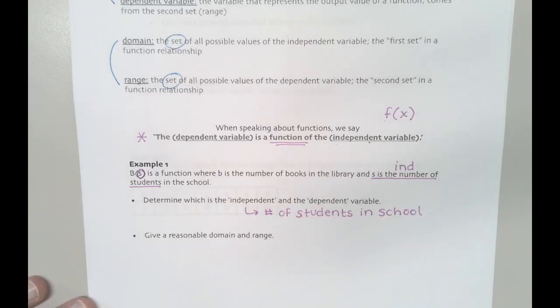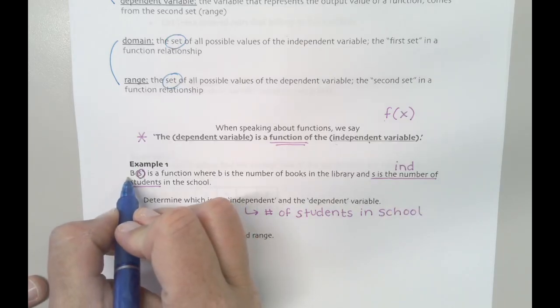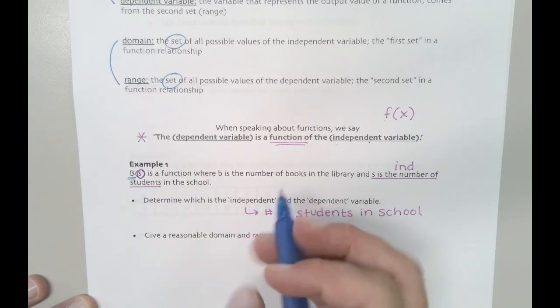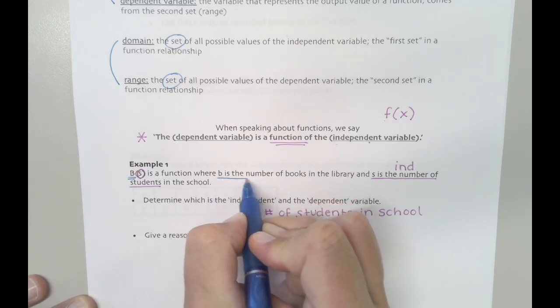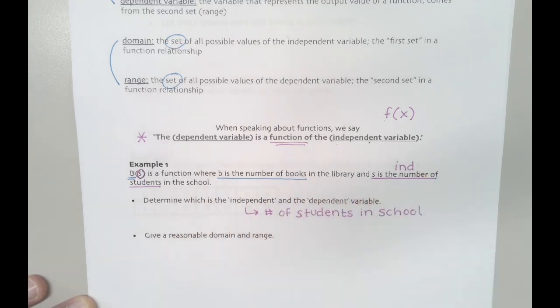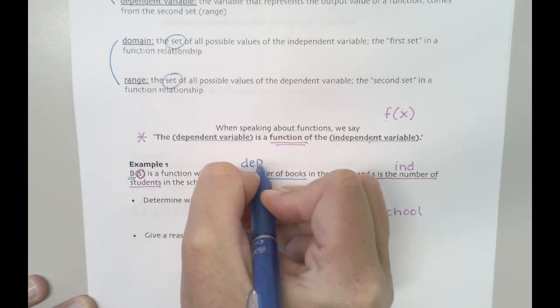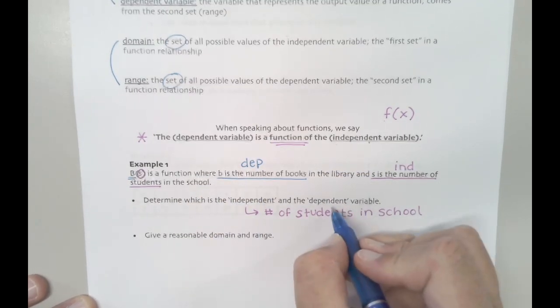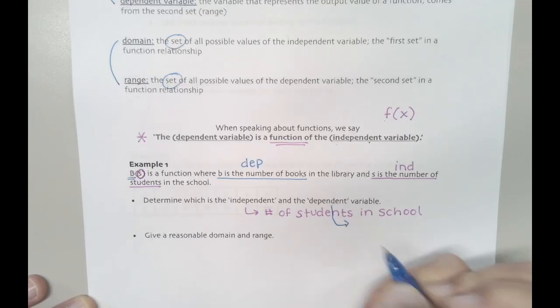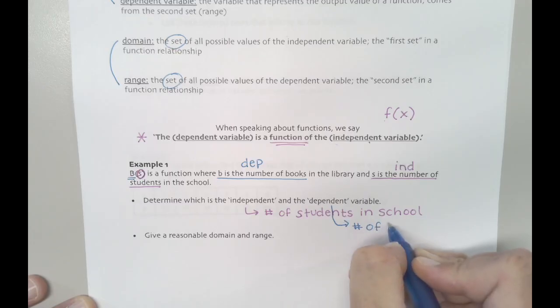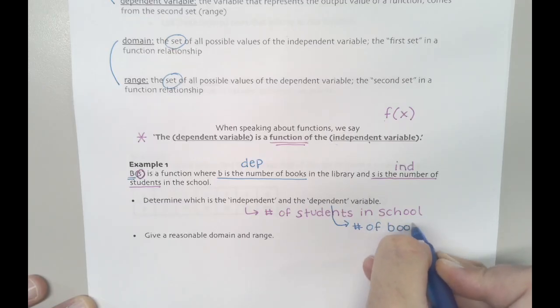Okay. The dependent variable is always hanging out here. This is your y value. Whoops, sorry about that bell. Okay, this is your y value. This is the thing that depends on the other. So this is the thing that depends on how many students there are. So the dependent variable, I didn't do this very well, but the dependent variable would be the number of books.